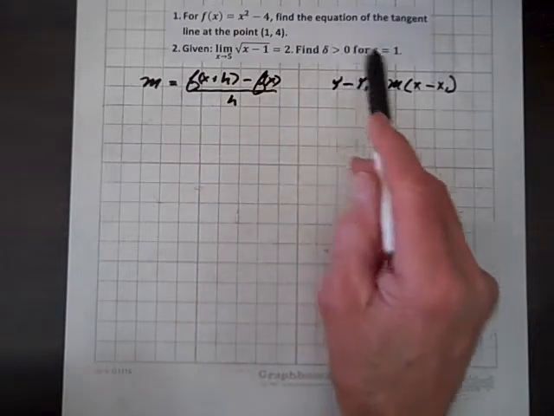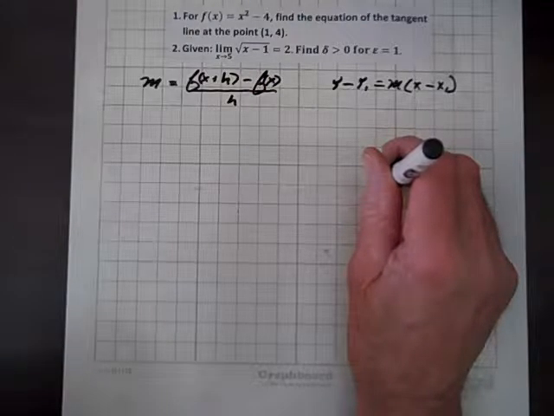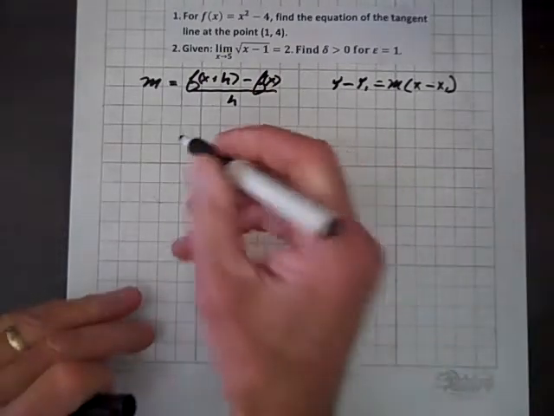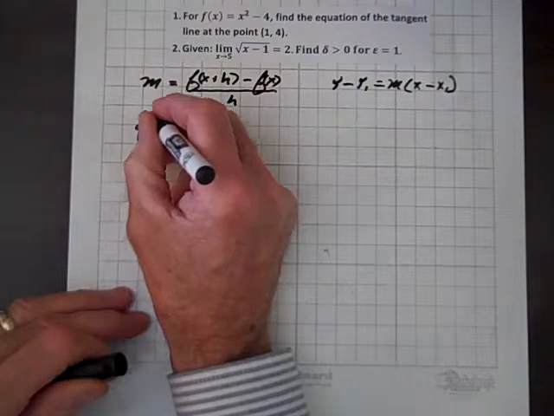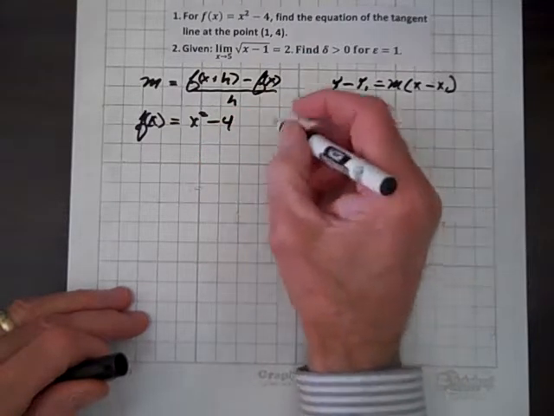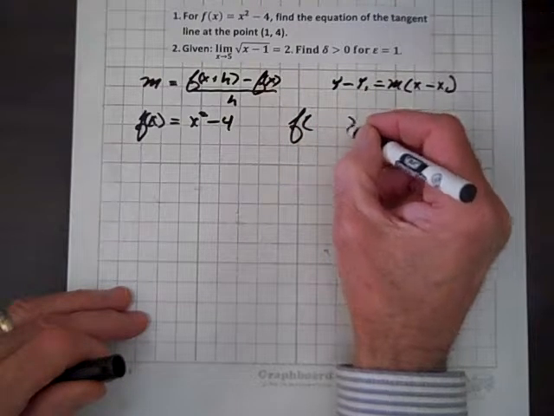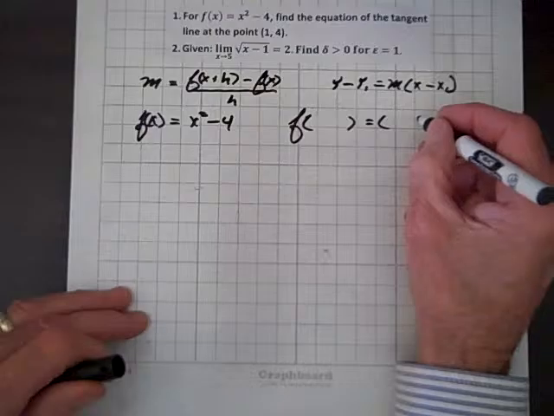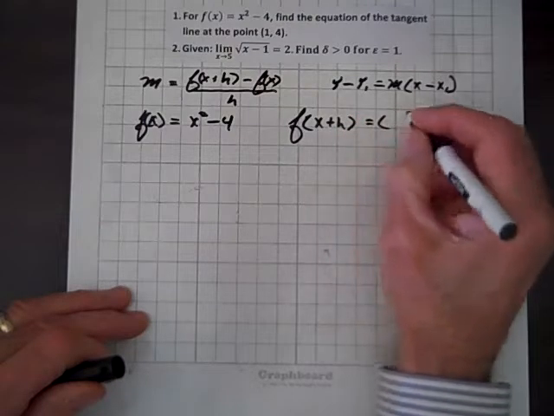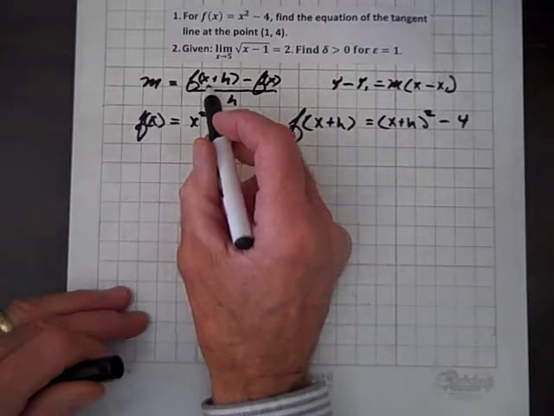Once we know the slope, we can use the slope and the ordered pair (1, 4) and employ the point-slope form of the line to get the equation of the tangent line. So let's get started. We know that f of x equals x squared minus 4. And now f of whatever equals whatever squared minus 4. If we put an x plus h here, then we have to put it there. And now we're ready to construct this equation.